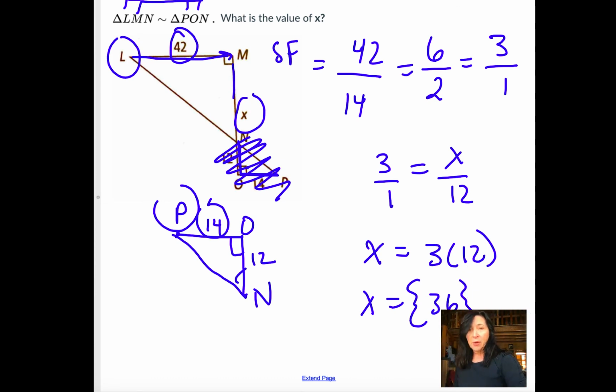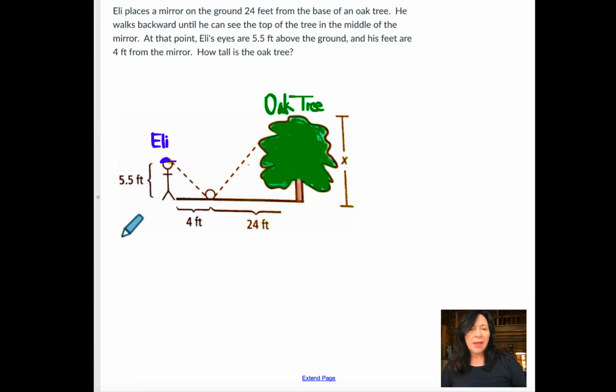It is solving a problem. It looks like we have Eli here, and Eli places a mirror on the ground. There's the mirror, and 24 feet from the base of an oak tree. Okay, so this is my 24, and he walks backwards until he can see the top of the tree, and so now he's walking backwards. So now he can see the top of that tree, right? From the base of the oak tree.